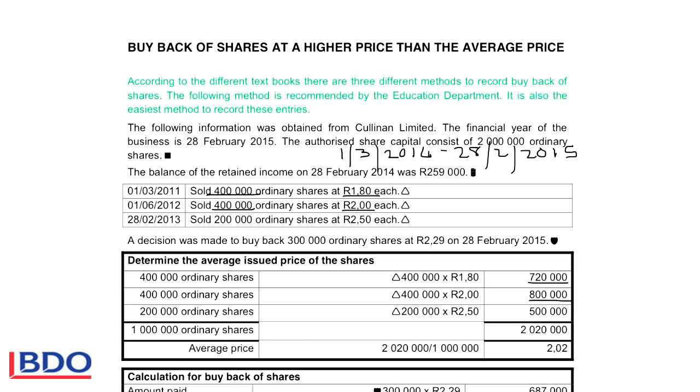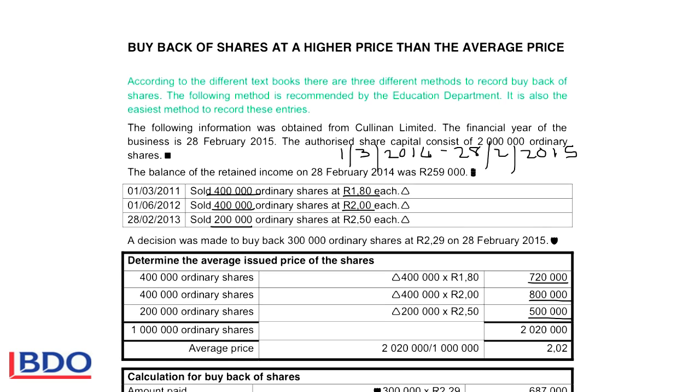800,000. If we look at the next date, 28 February 2013, it's before the current year, so it is also part of the opening balance. So we sold 200,000 at R2.50 each, that gave me 500,000 Rand.